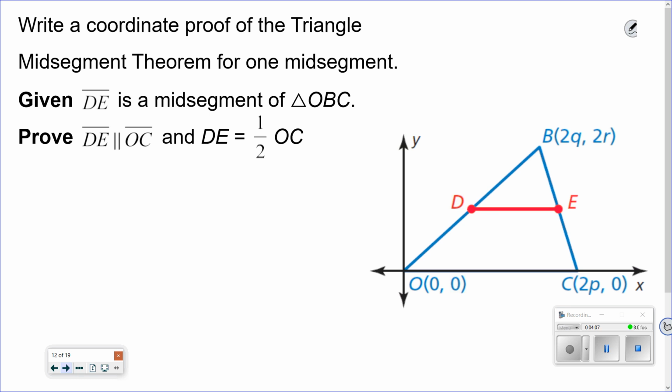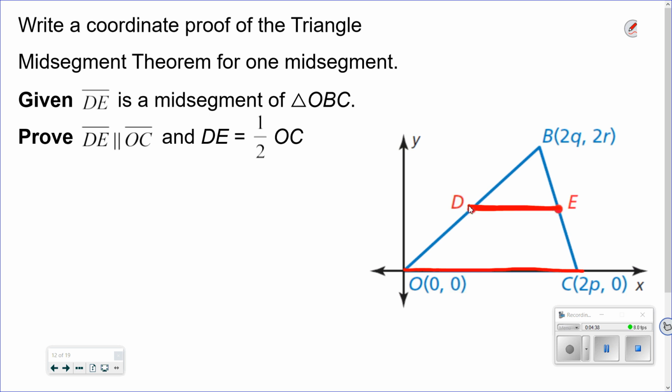Let's do a real quick little coordinate proof just to practice these. You can watch this. I'm probably going to find one of these to put on your assignment, so you can try one of these. It says, write a coordinate proof of the triangle mid-segment theorem. So it says, given that DE is the mid-segment of OBC. So we know, that's already told us here, that this segment DE is the mid-segment. So I need to show that it's half of the third side right there, and that it's parallel to the third side.